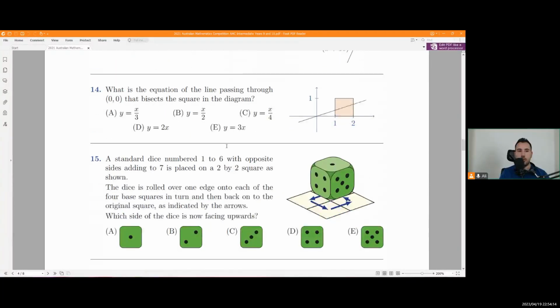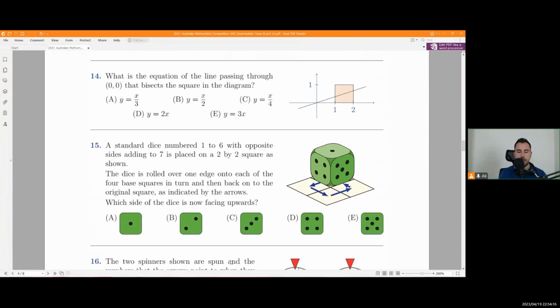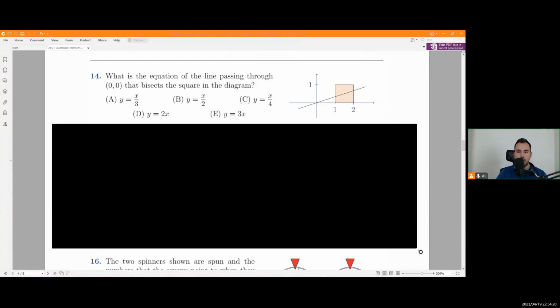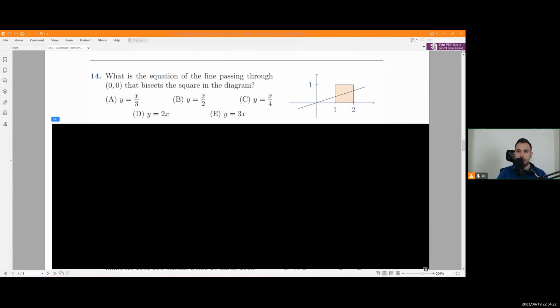So let's move on to question 14. Again, you don't want to solve each question you see, right? You just want to eliminate the options that wouldn't work. So what is the equation of the line passing through 0, 0? Of course, this one. That bisects the square in the diagram.